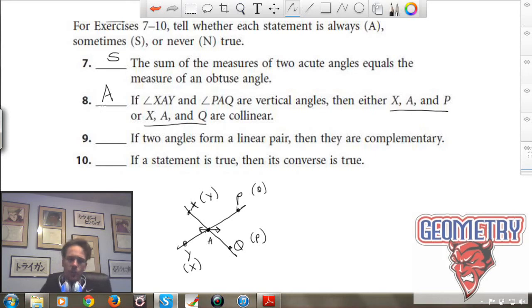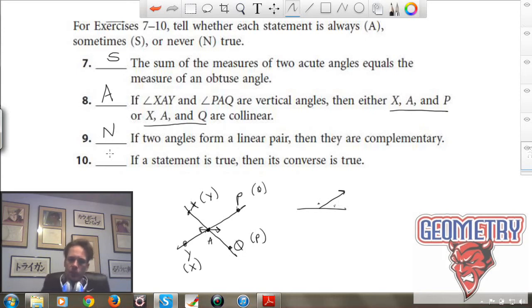Number 9, if two angles form a linear pair, then they are complementary. Well, a linear pair is something that looks like this, right? And I'd say that those two angles are definitely not complementary. I'd say they're supplementary. In fact, I don't think these angles are ever going to add up to anything but 180 degrees. So there's no way they're going to be complementary and add up to 90. That would be a never.